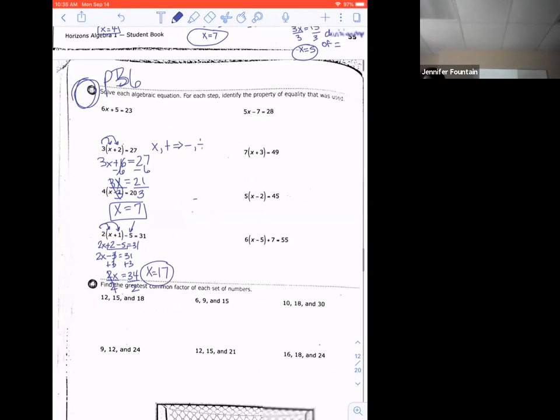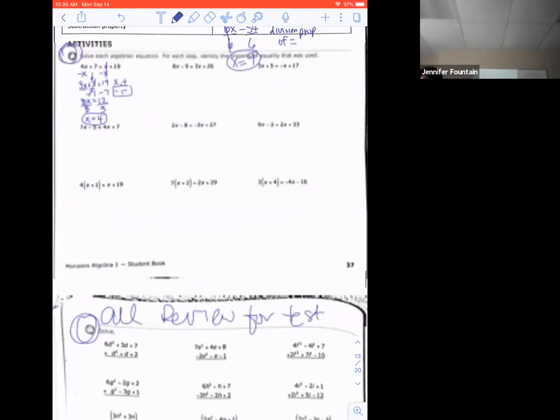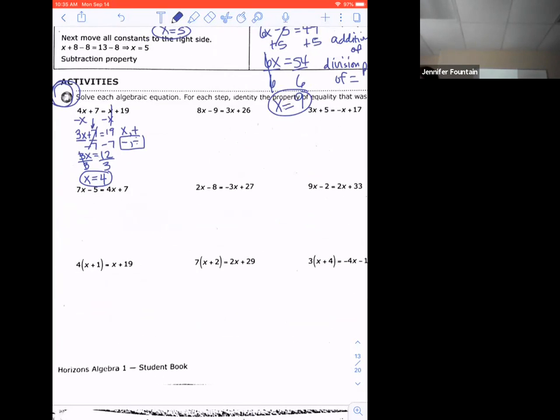Alrighty, so that was page 36. Let's move on to page 37, activities 2. Same thing here. I'm just going to go through and tell you the answers, and then if there's any that we need to go through, we'll go through. We'll go down the left-hand column, middle, then right-hand column.